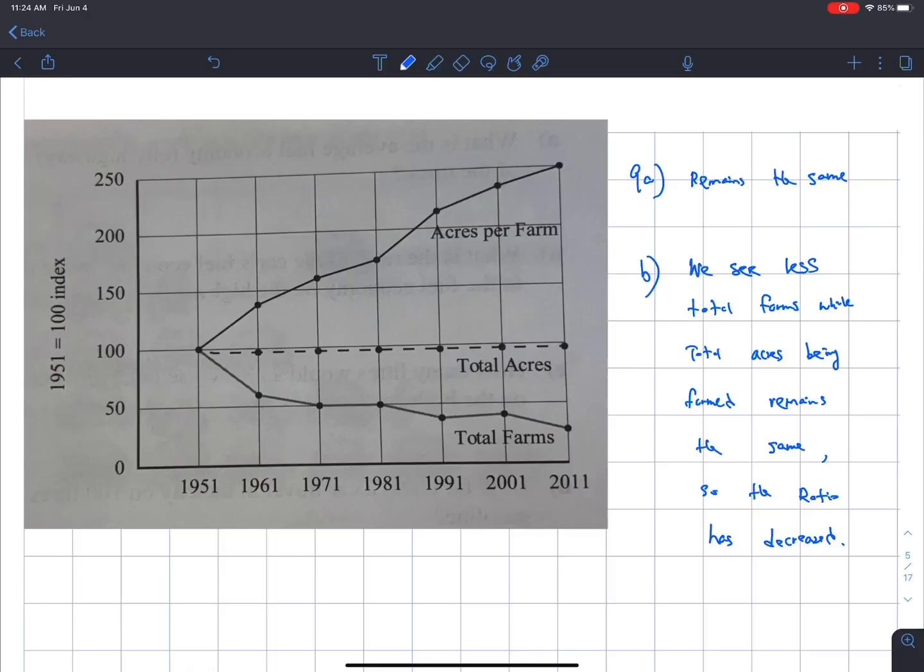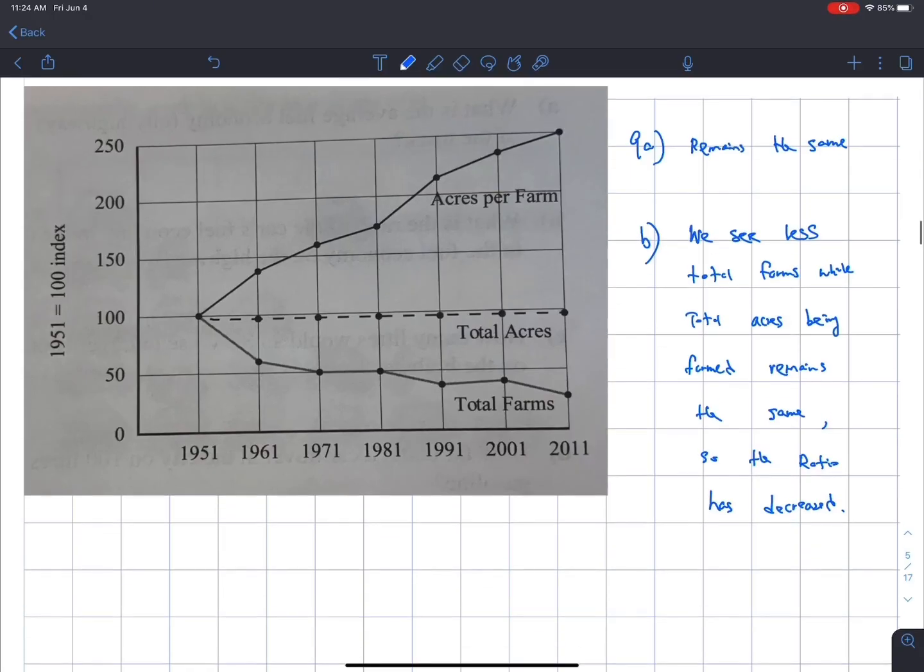If there were 10,000 farms in 1951, how many farms were there in 2011? So this would just be 10,000 times 30%, right? This is 100%. That looks like about 30%. So times 0.3. So we only have, or actually that's 10,000 farms. Yeah, so we only have 3,000 farms left.